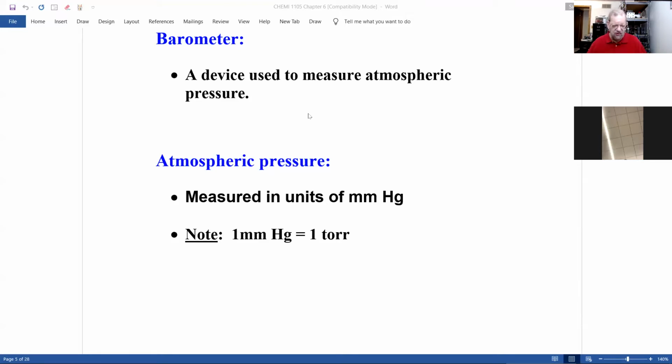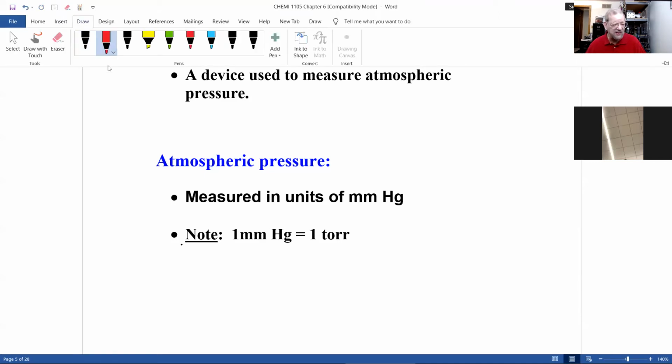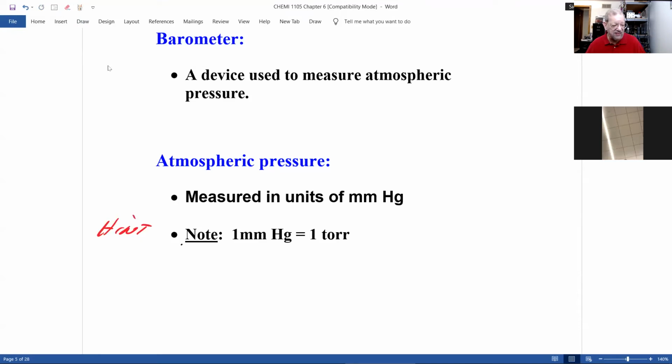And you should know that 1 millimeter of mercury, Hg is mercury, equals 1 torr. And torr is named in honor of the Italian scientist Torricelli, I hope I'm pronouncing it correctly, who did a lot of work with inventing and perfecting barometers and pressure of gases.